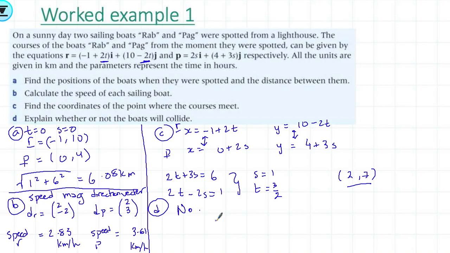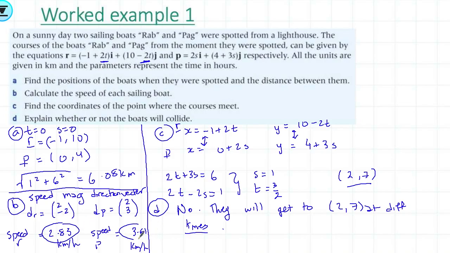So you can say they will get to 2, comma 7 at different times. Also because they have different speeds, that could be another reason. They have different speeds, so them reaching that coordinate will be different. So boat P will reach 2, comma 7 after 1 hour, and boat R will reach at 3 over 2 hours. So they will not meet at the same time.